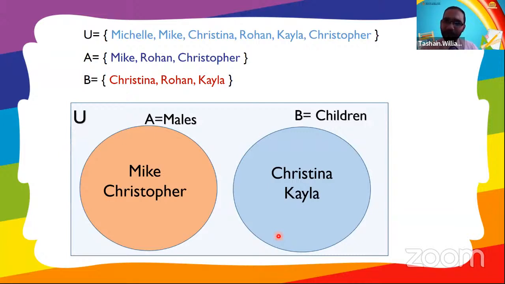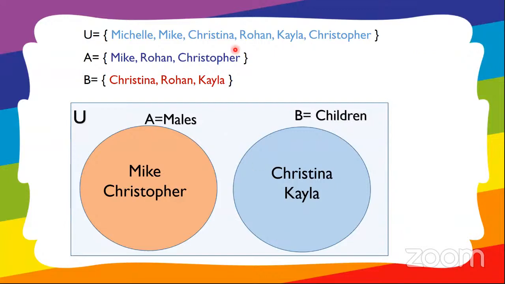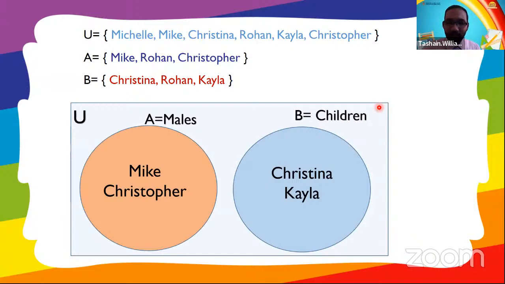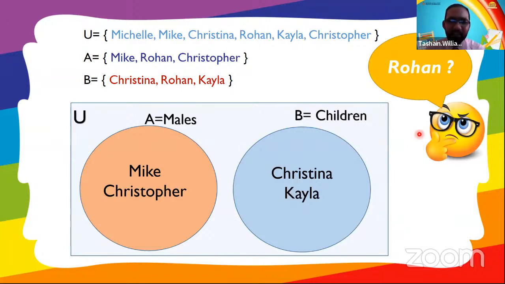But let's take a further look at this. Shaheen, right? Very good. Now, we are thinking about Rohan. We are wondering, why didn't I put Rohan's name in set A or set B? Now, Rohan could go in set A, and Rohan could go in set B. But boys and girls, do you realize that Rohan is just one person, and he can't be in two places at the same time?